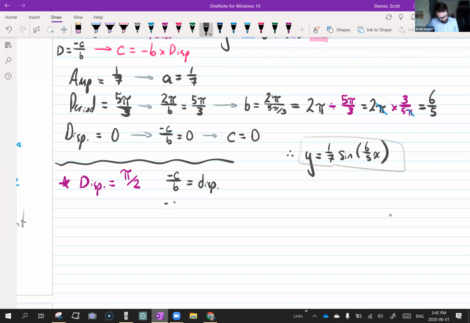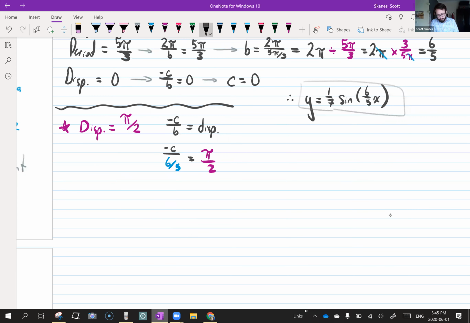So negative C over B. B in our case was 6 over 5, equals displacement. Displacement's pi over 2, all right? So I'm just giving you an example of what would happen if the displacement was not 0, just so you can handle it. So this is our displacement. Sorry, that's our B. This is our displacement. How do you deal with this?